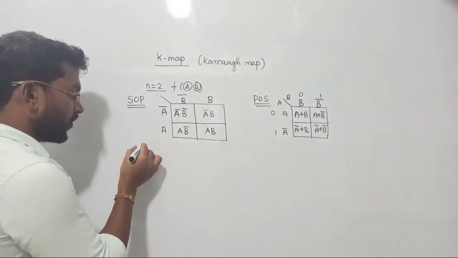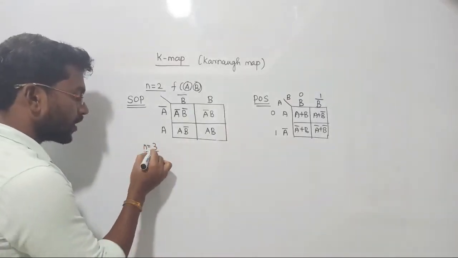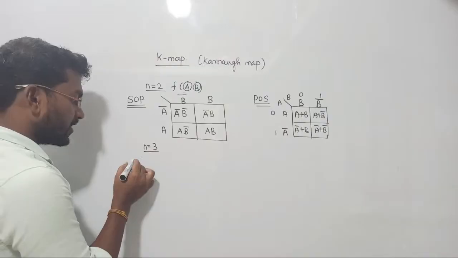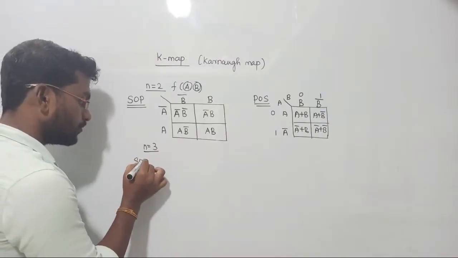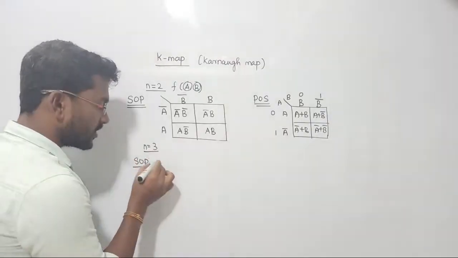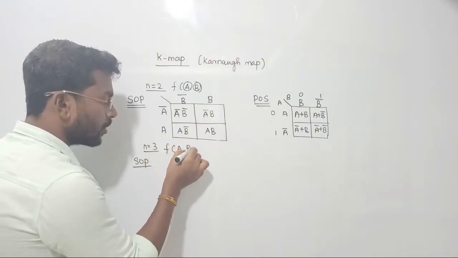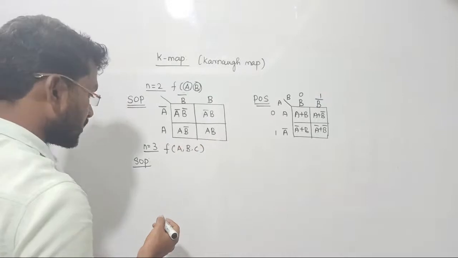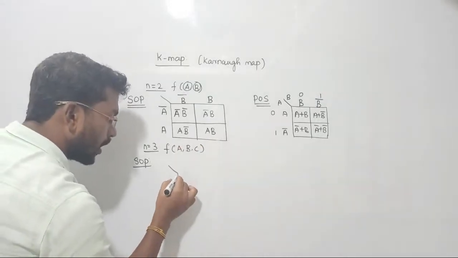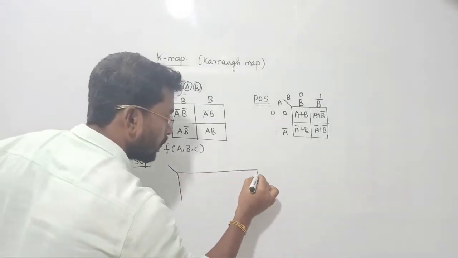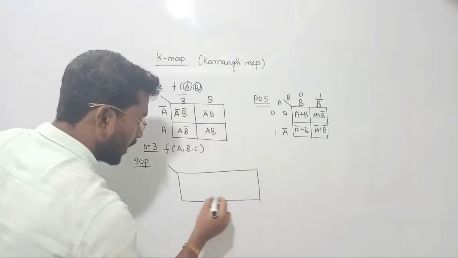So let us write, if I consider n equal to 3, the sum of product form. First of all, n equal to 3 means we are going to consider three variables, a, b, c. So first of all, let me frame the box. We know how to form the tabular column. First, let us form the tabular column for n equal to 3.